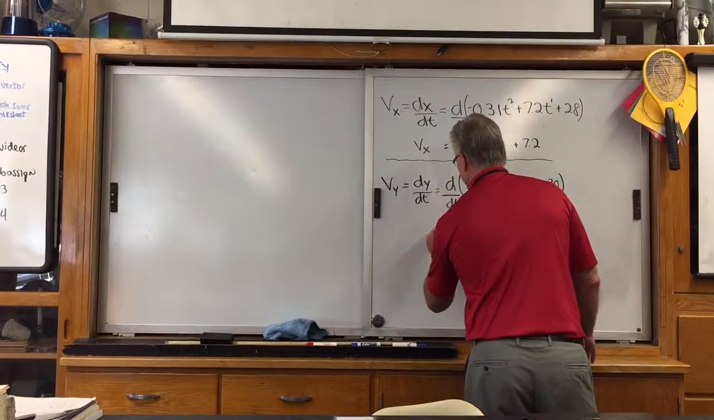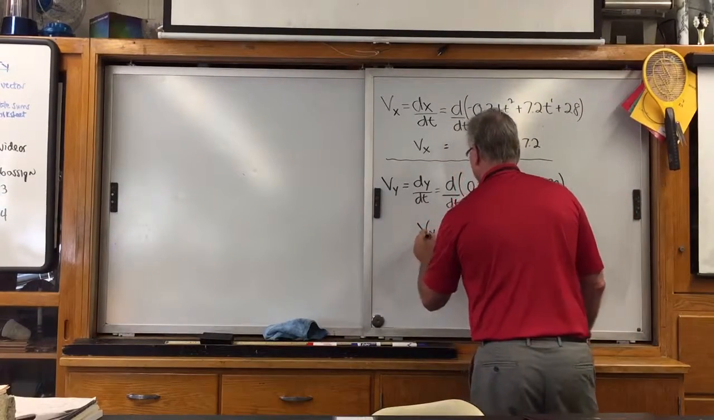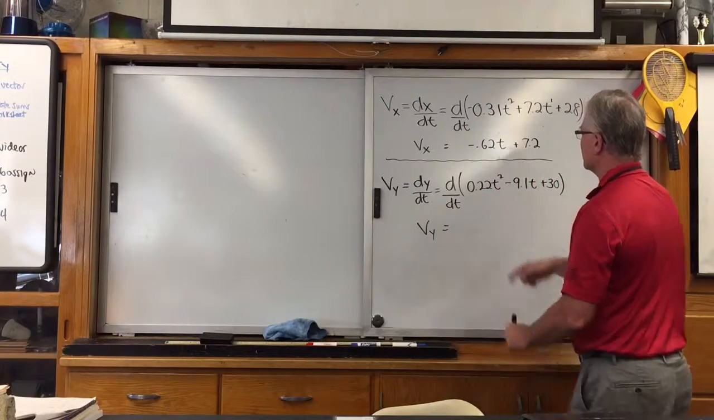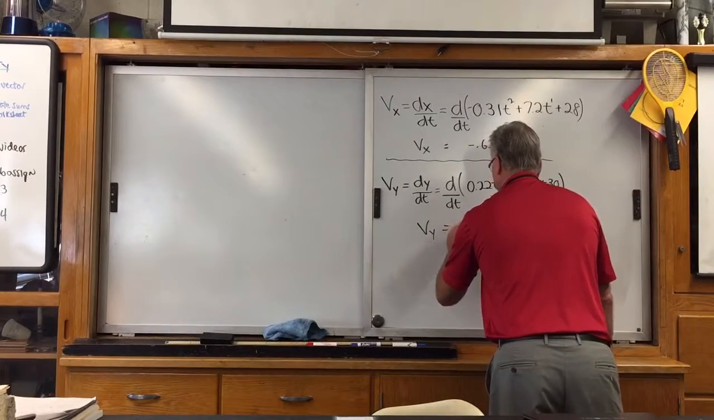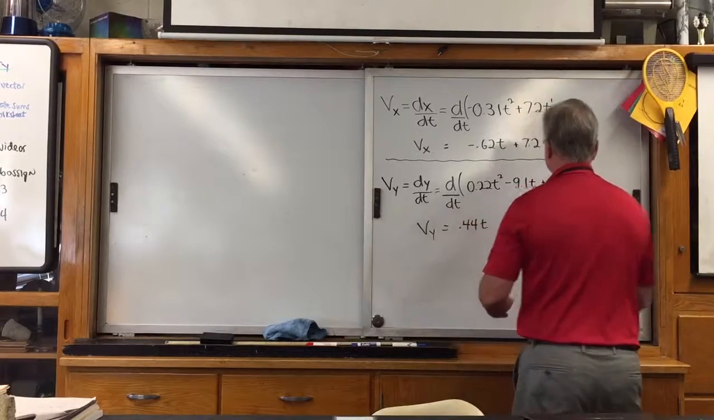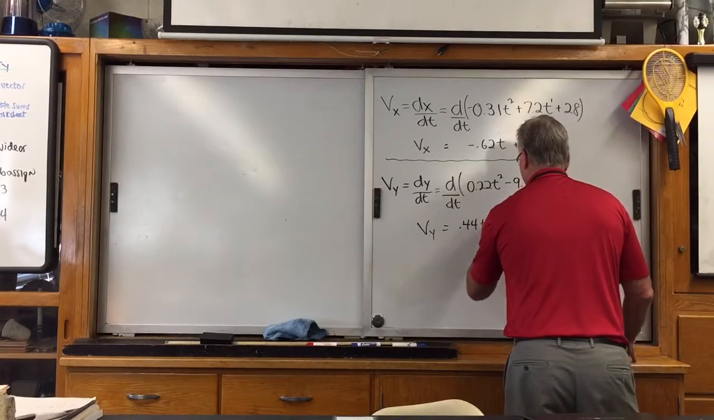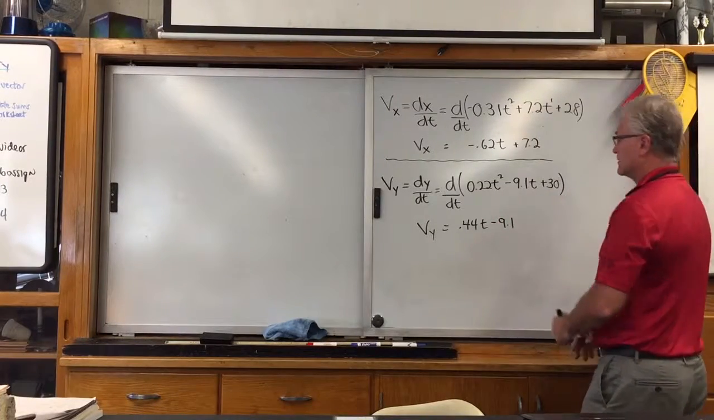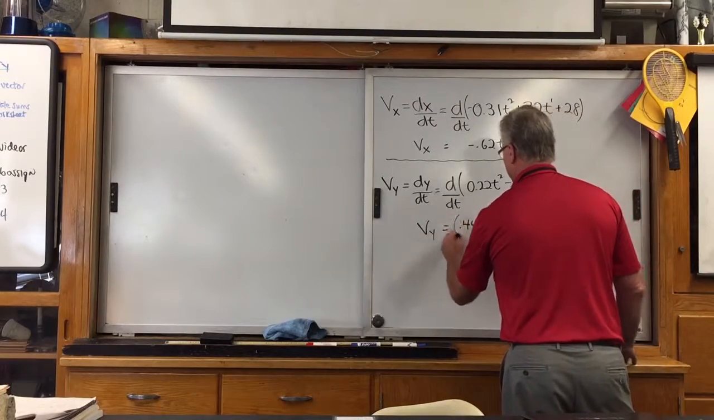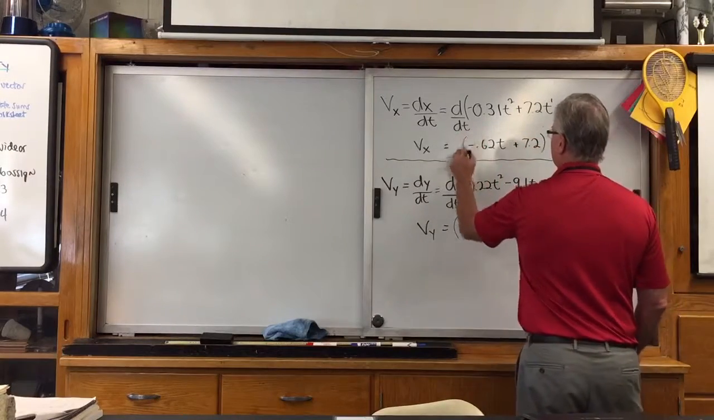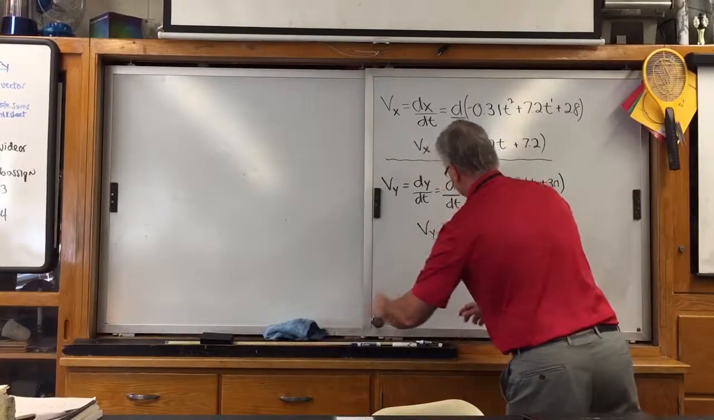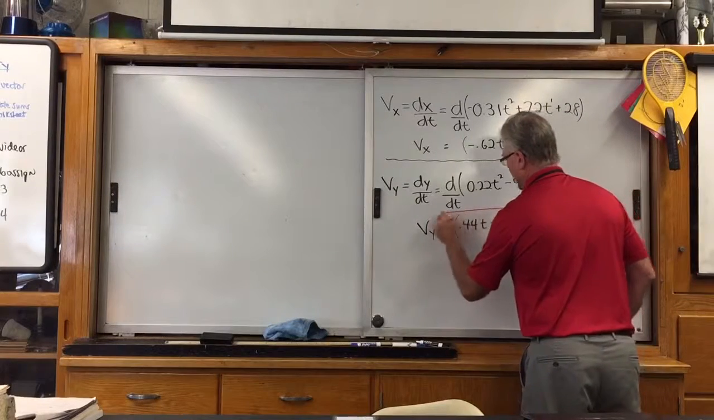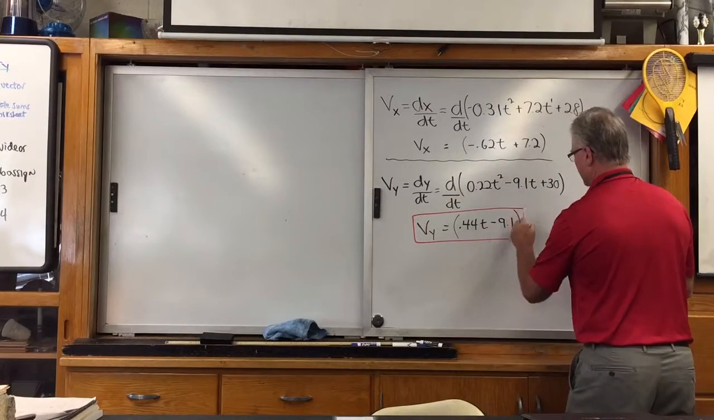So let's take the derivative of that. We're going to get our velocity in the y direction. It's going to end up being 0.44 t, and then minus 9.1. And here, because we have no t, we get no respect. So we end up with this nice little equation for the velocity in the y, and this nice little equation for the velocity in the x. All right, let me just put a little box around that one. That's a nice one. Very good.